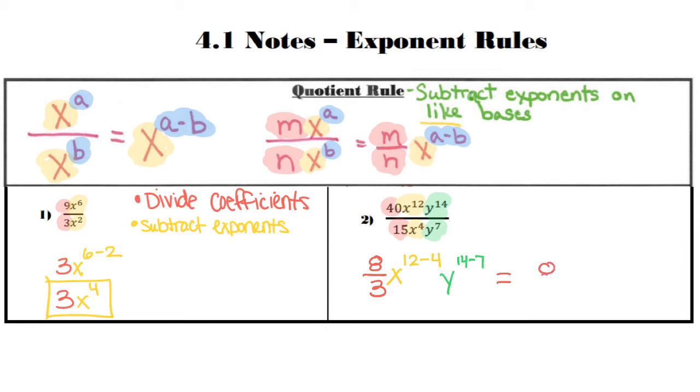So for a final answer, I'm going to write this as a giant fraction, so I have the 8/3, and then my x is going to go on top, and because we started with the top number, the 12, and I'm subtracting 4, that's how I know that I'm going to put my x answer in the top as well. And for the exponent, 12 minus 4 is 8. Now same thing with the y, I'm going to put the y term in the numerator, because I started with the numerator. I started with 14 and subtracted 7. So my exponent on the y should be a 7. So this is my final answer for number 2.